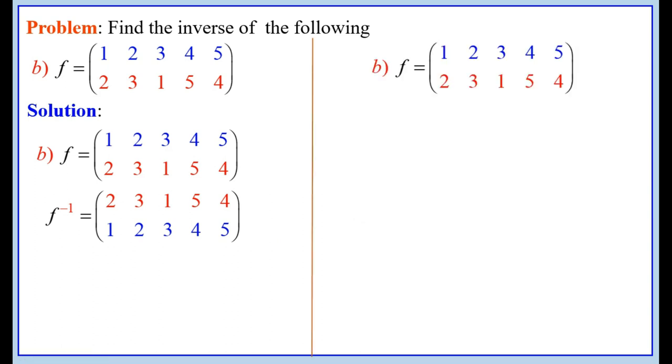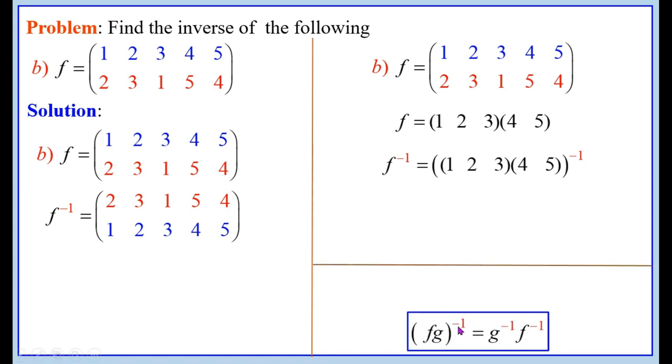We can also find the inverse of the given permutation using the product of cycles. So, f is equal to the cycle 1, 2, 3, because 1 goes to 2, 2 goes to 3, 3 goes to 1. That is one cycle. The second cycle is 4 goes to 5, 5 goes to 4. The inverse of the product of the cycles: we know that (FG) whole inverse is equal to G inverse F inverse. This is known as the reversal law, because F and G are written in the reverse order.